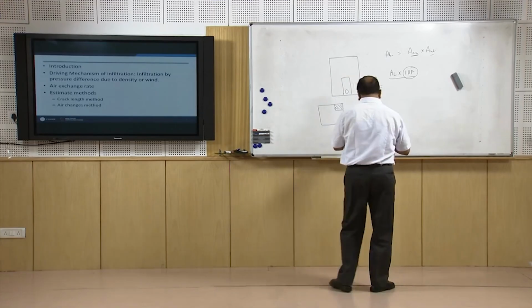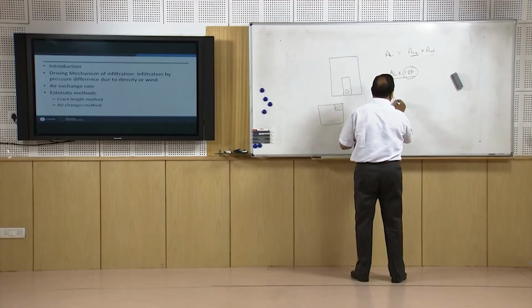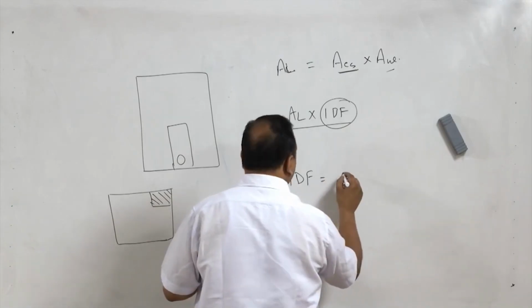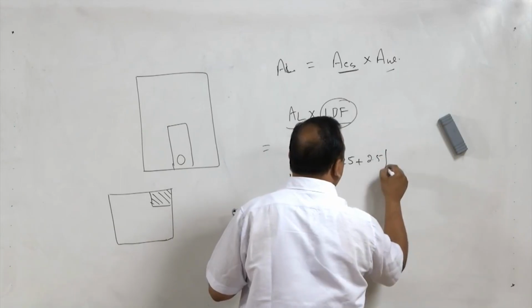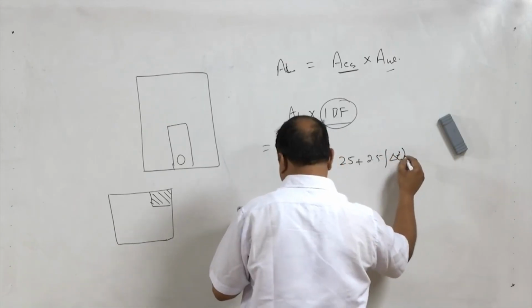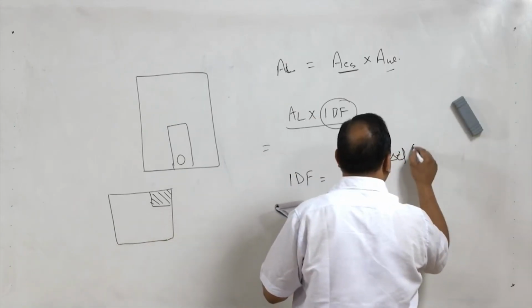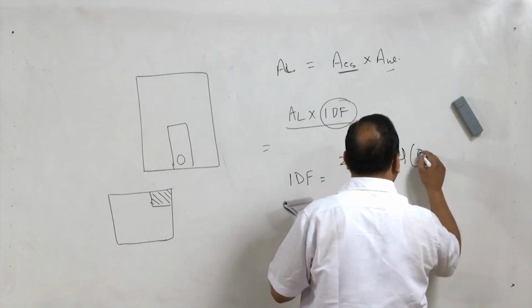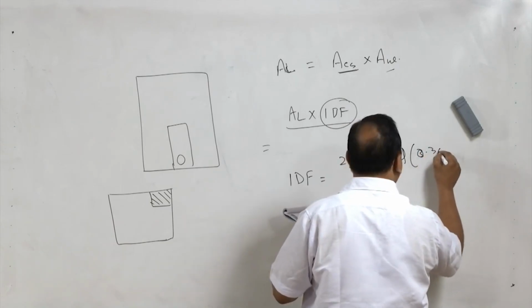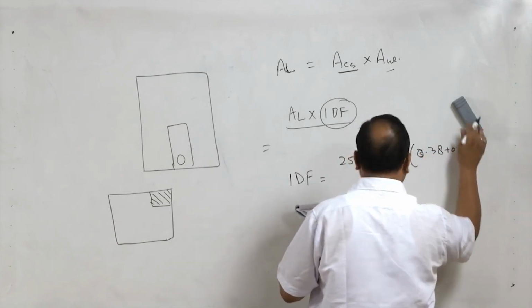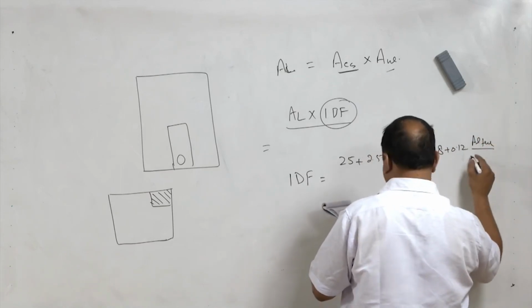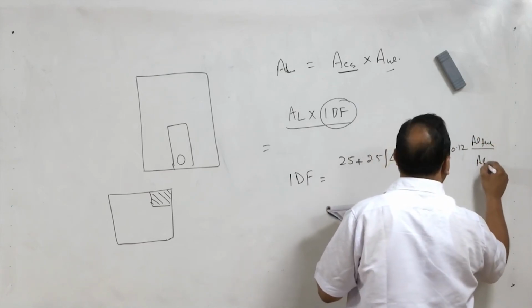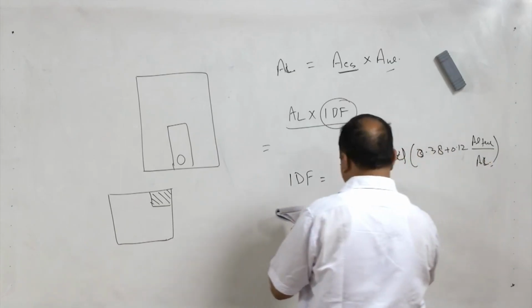For calculating IDF in a residential building for cooling purposes, it is going to be equal to 25 plus 2.5 times the modulus of delta T, multiplied by the square root of 0.38 plus 0.12 times AL flue divided by AL, divided by 1000.